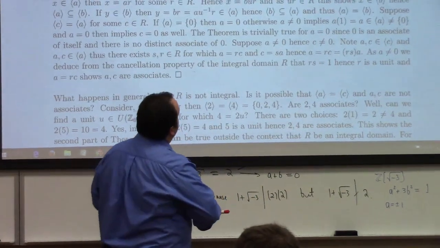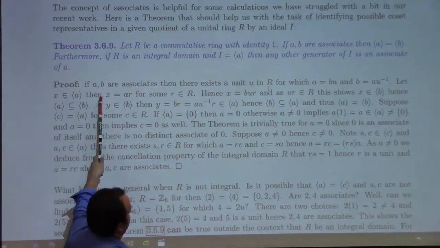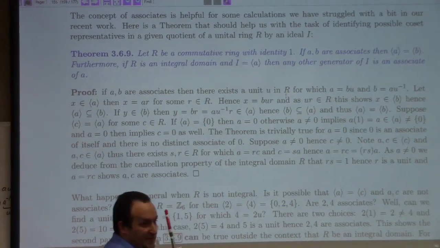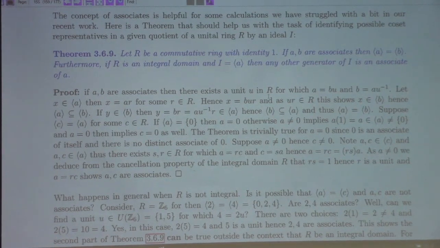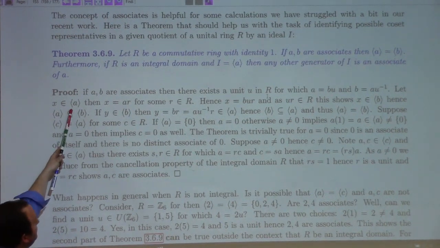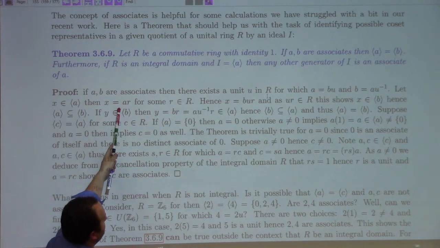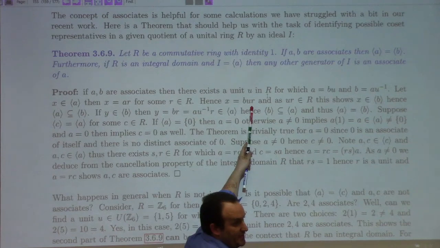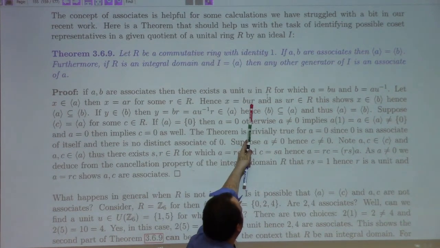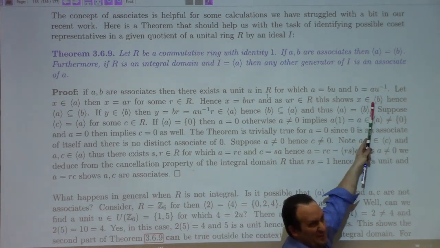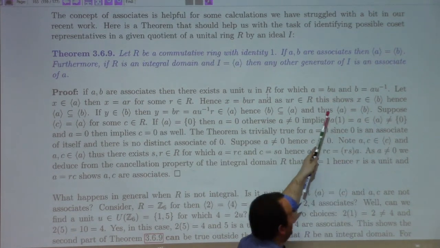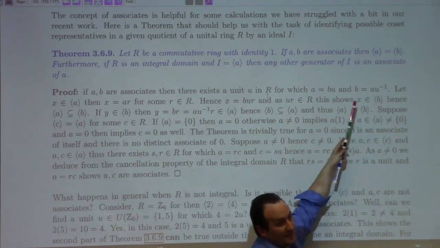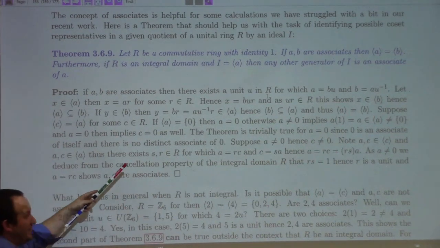Getting back to my proof. So suppose A and B are associates, all right? That means there's a unit such that A is equal to BU. In other words, B is equal to AU inverse. If we suppose that X is an element of the ideal generated by A, that means that X is equal to AR, right? But of course, you can trade your A for BU, and then you get X is equal to BUR. Of course, UR is in the ring, which means that X is an element of the ideal generated by B, right? So I've just shown that an arbitrary element in here is in there, which is to say that the ideal generated by A is a subset of the ideal generated by B.